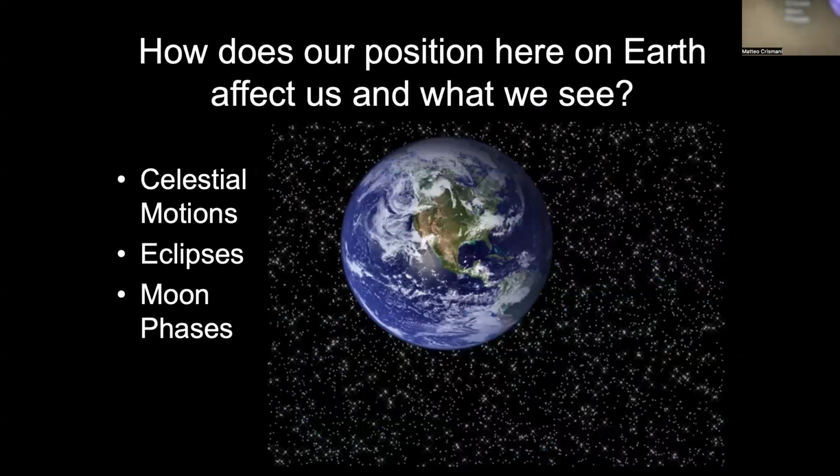Okay. We're going to talk a little bit, just very briefly, about how our position here on Earth affects what we see. So we're going to talk very briefly about celestial motions, that is how the night sky moves. And in particular, there are a few freshmen here, right? Raise your hand if you're a freshman. Okay, just a couple. So most people have seen that there's an observatory on the hill. Has anyone been there? Okay, good.